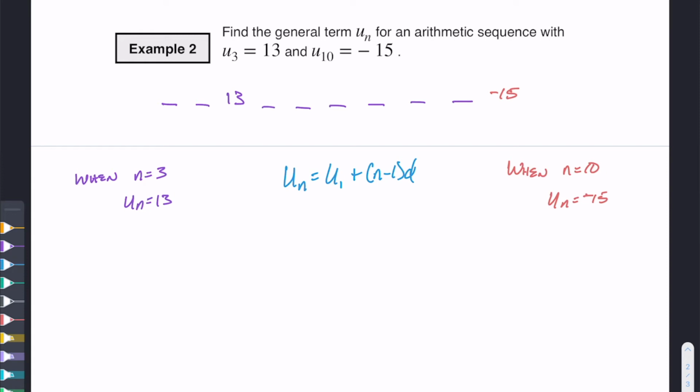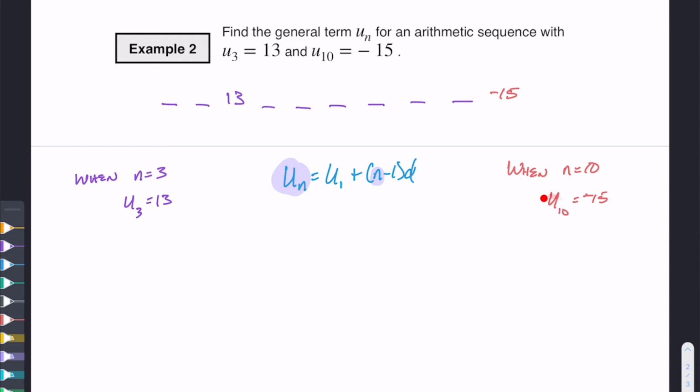Now, how do I know that I've got a system of equations? Here I've got one unknown value, 2, 3, 4 things that I could drop into this equation at any given time. Here I've got n and u of n. So I've got this thing here. I've got u of n is 13, and I know that n is 3. Let me fix these. This should say u of 3. This should say u of 10.